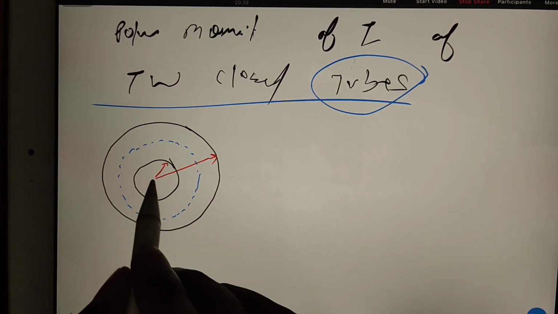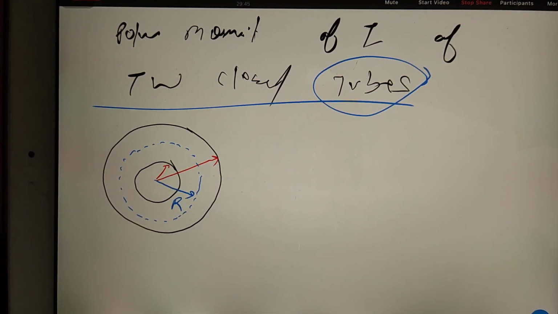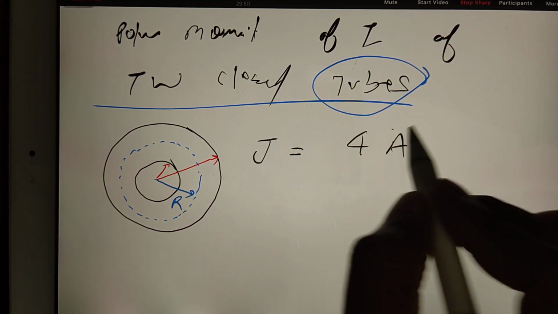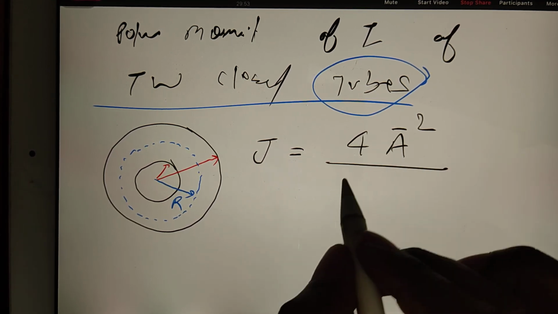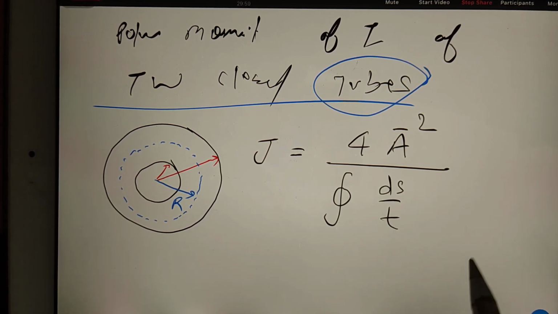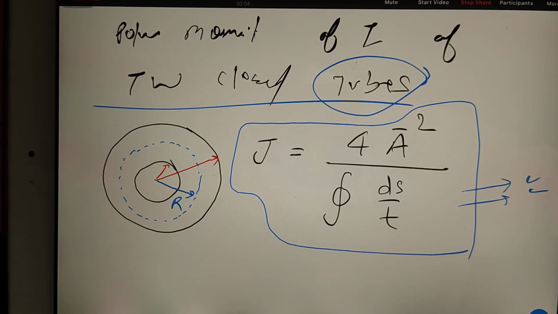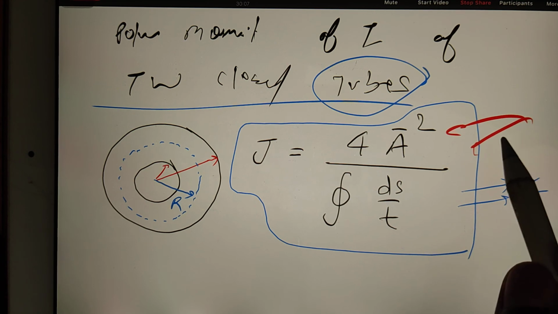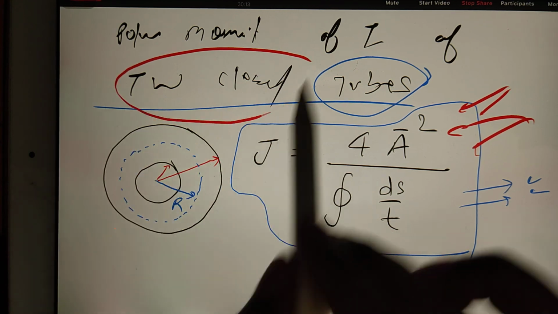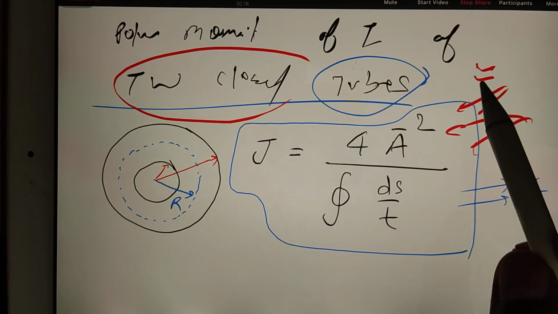So focus here. This mean radius we will be using in our formula. Okay, so polar moment of inertia formula: 4 A bar squared divided by the cyclic integral of ds by t. This format you cannot use directly in your numericals. It is a general formula which is used for any type of thin-walled closed tube. It can be circular, it can be rectangular, or whatever shape is there.